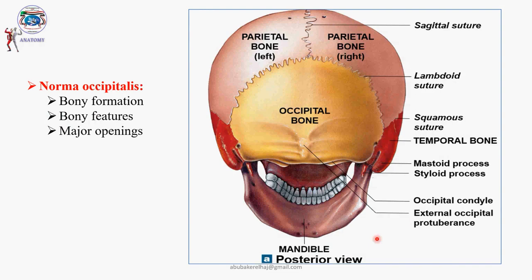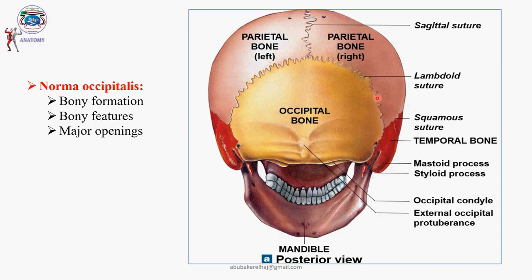Then from the posterior view, you can see the norma occipitalis. The bony part which shares in the formation of the norma occipitalis is mostly the occipital bone, and we have, as you see here, part of the parietal bones. We also have a specific term for another view, which is called the submental view. Submental view means on the posterior, a little bit downward toward the skull. During X-ray you can check for fractures at the different parts of the mandible.